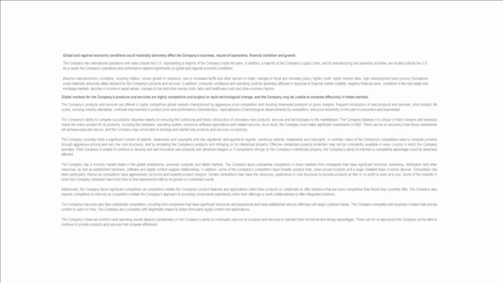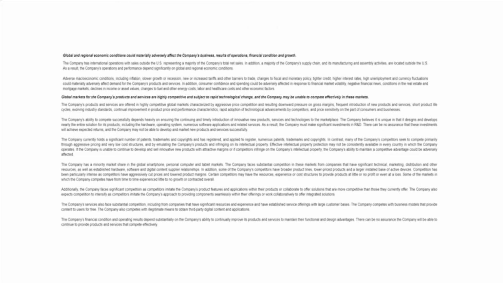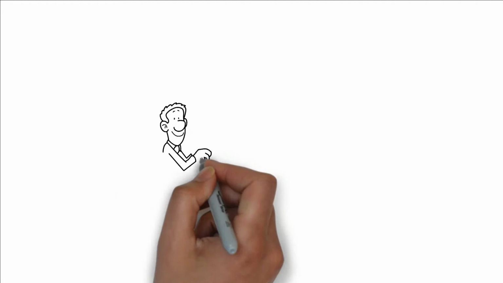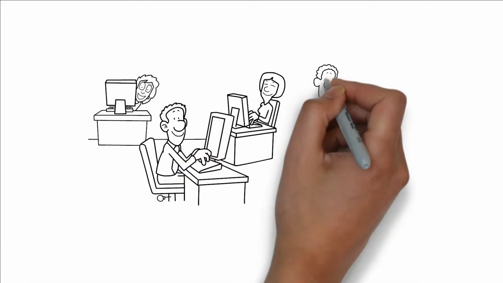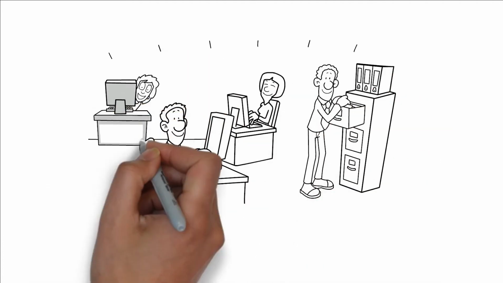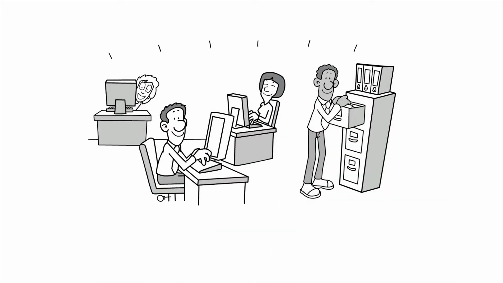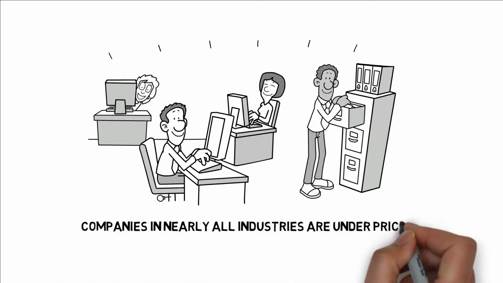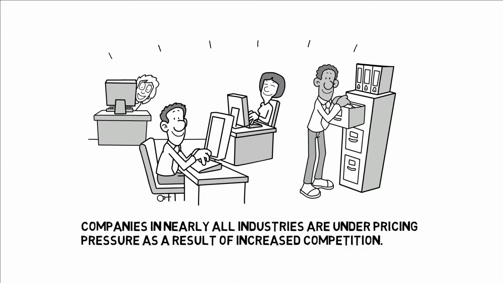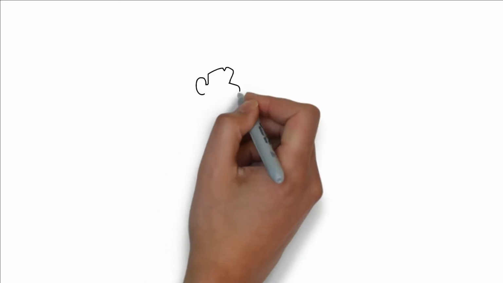Usually, each risk is presented as a title in bold type, followed by a more lengthy description, such as the following. The section isn't very informative. Almost every company operates in a highly competitive industry. Companies in nearly all industries are under pricing pressures as a result of increased competition. Although the description adds some context, it essentially restates the obvious.